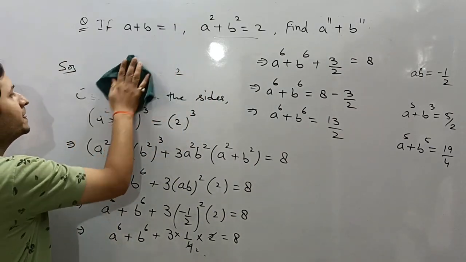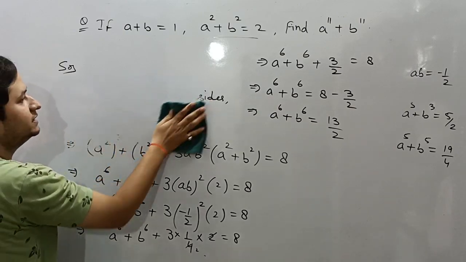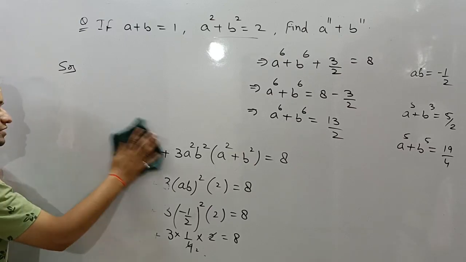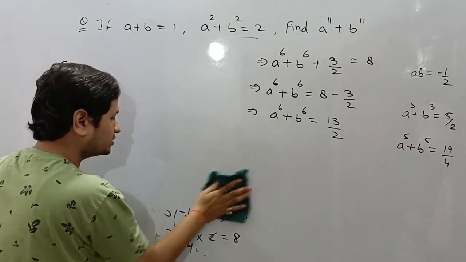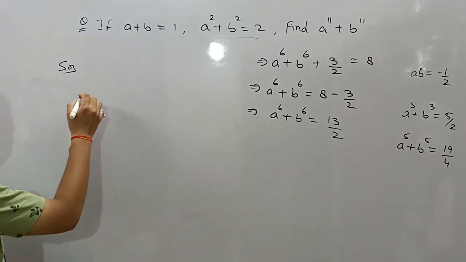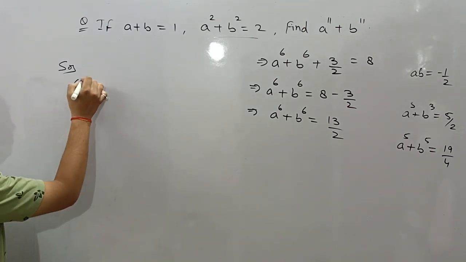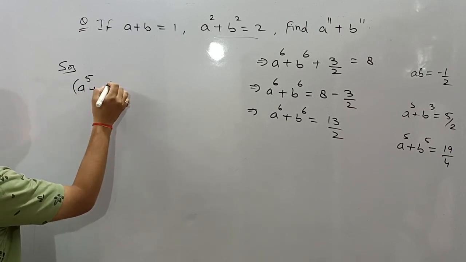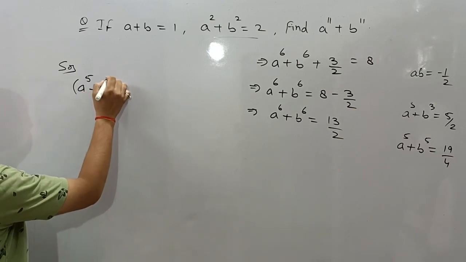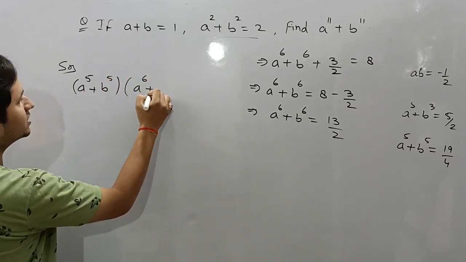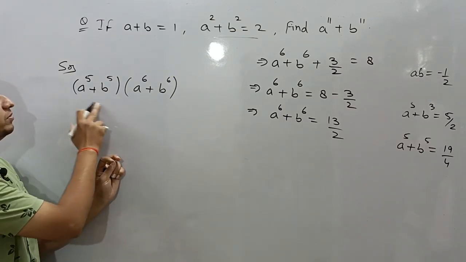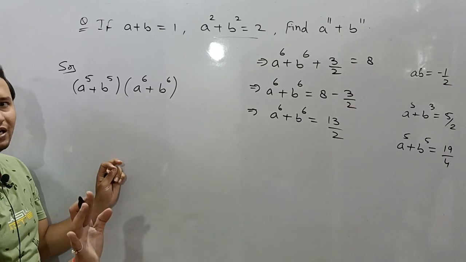Got it? Okay, now the final steps are here. We have to find a^11 + b^11. So what we will do? We will multiply (a^5 + b^5) into (a^6 + b^6). Okay, we will multiply them, because when we multiply we will get a^11.